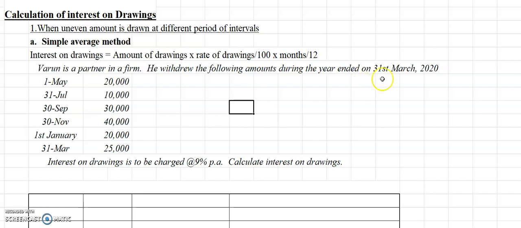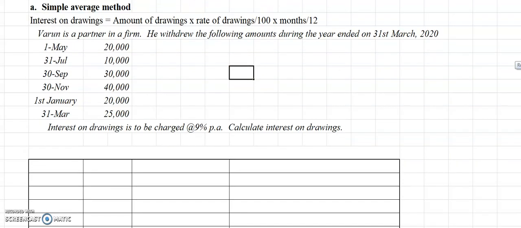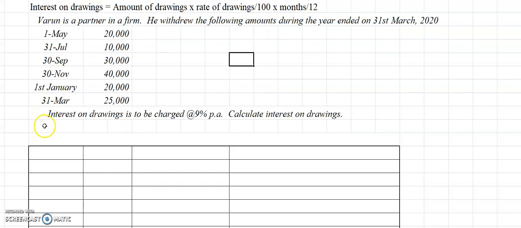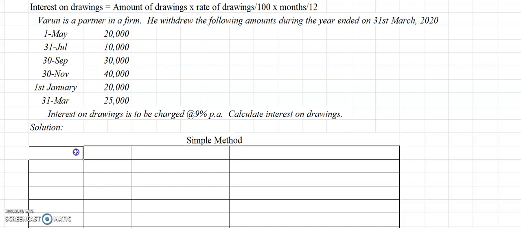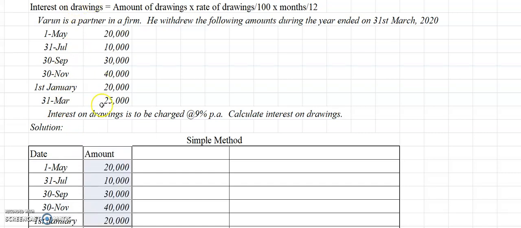Let us see how to calculate it. We are going to calculate that interest on drawings. The solution will be by the simple average method, or simple method. So in the simple method, here we are entering all the dates, the dates of drawings, which are given. Then we have to enter the amount of drawings: 20,000, 10,000, 30,000, 40,000 and again 20,000.